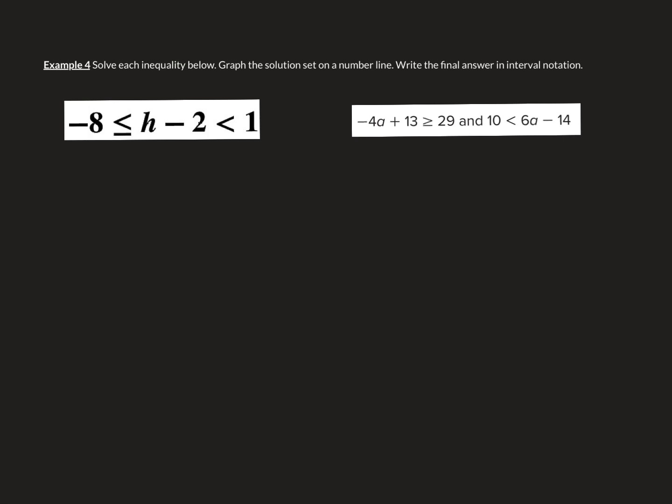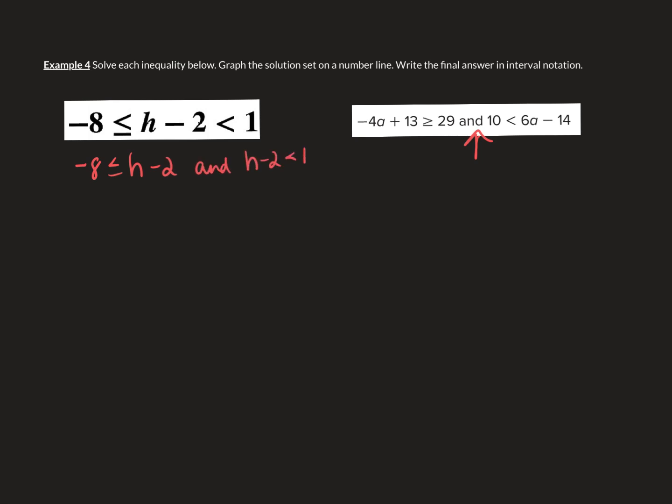Oh no, I did not do it that way. I have this written to where we do the and problems first, and that's perfectly fine. So example 4, both of these are ands. Please notice that you see the word and here. You do not see the word and on this first one. So let me write that out to where you can see the word and. -8 is less than or equal to h minus 2, and h minus 2 is less than 1.